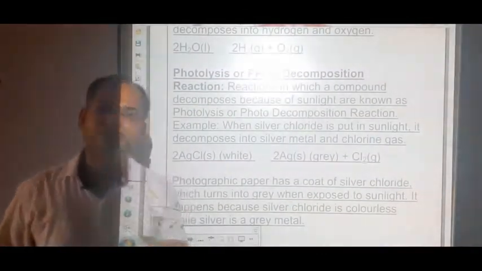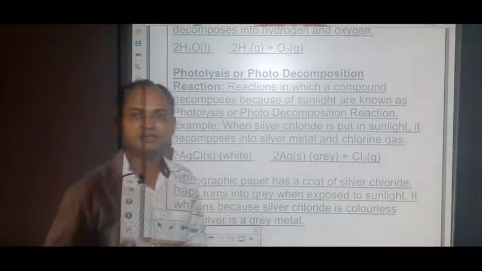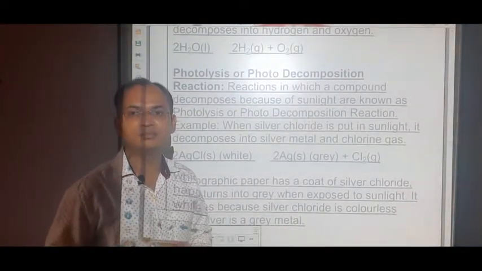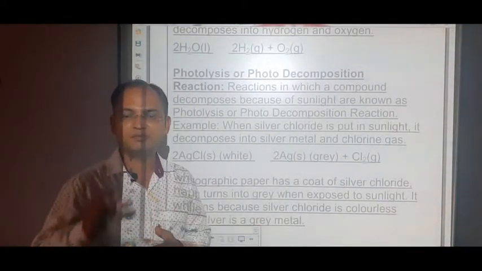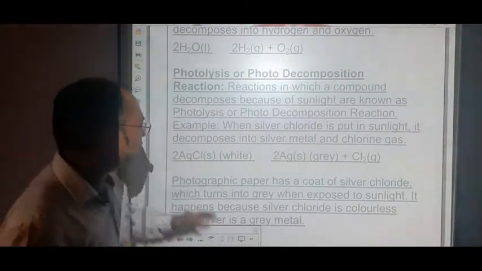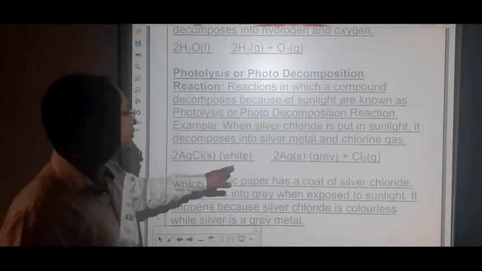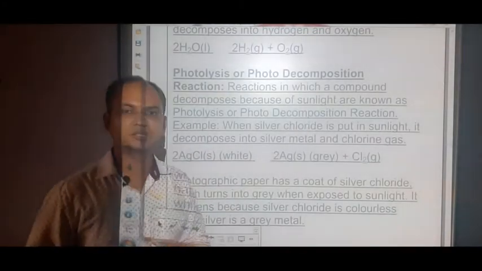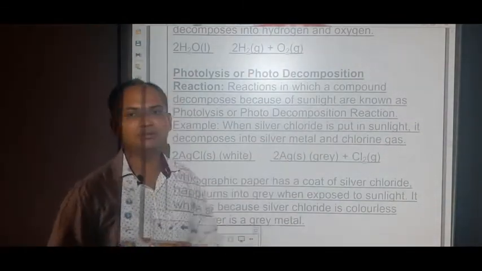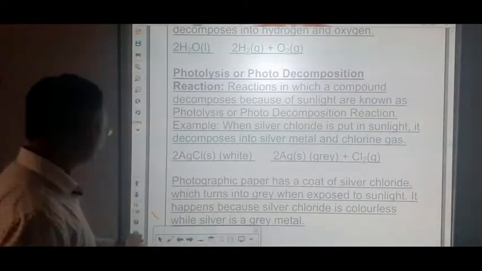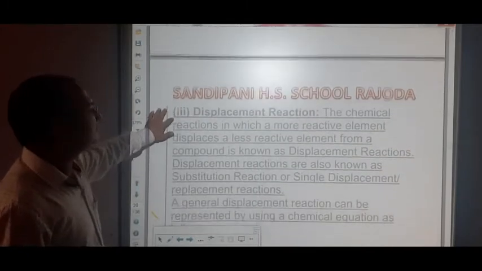The best example of photolytic decomposition in our day-to-day life is developing photos through a photographic plate. The photographic plate or roll of the photograph is finely coated with silver chloride or silver bromide, that is AgCl. It is white in color, but when photolytic decomposition takes place, silver and chlorine both get separated. Next, students, we have seen the displacement reaction.